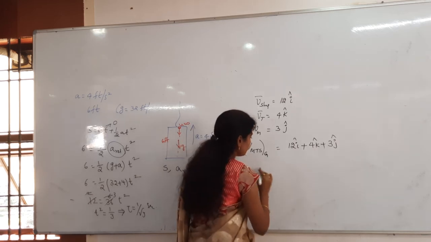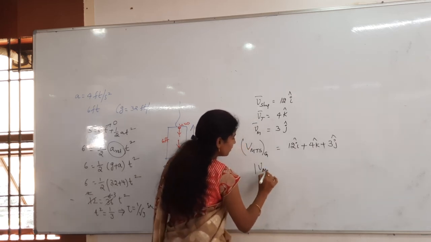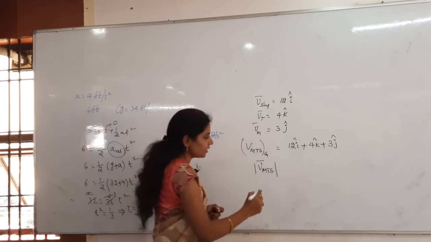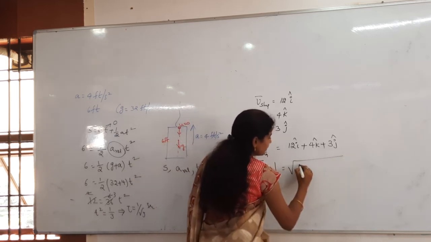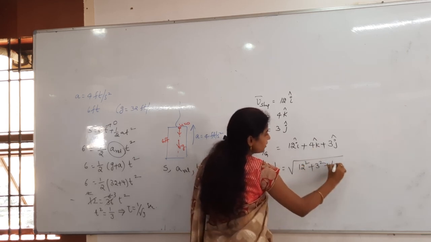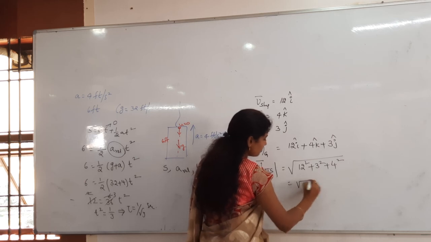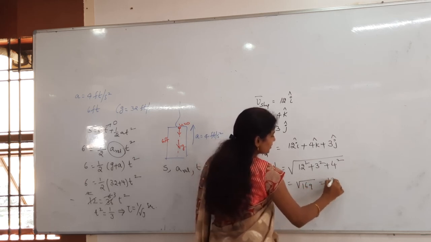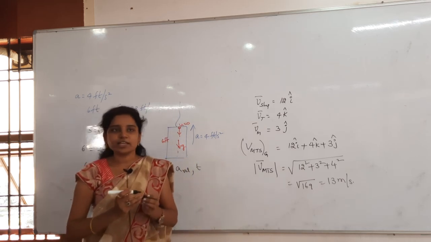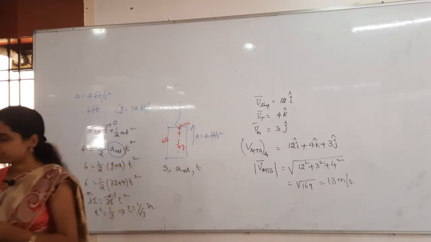So here what will we get? The magnitude you have to find out, the velocity of the monkey in the truck on the ship. What you have to do is take under root of a x square plus a y square plus a z square. Then how much will it be? I think 169. Then the answer is 13 meters per second. Clear? That is the directions.